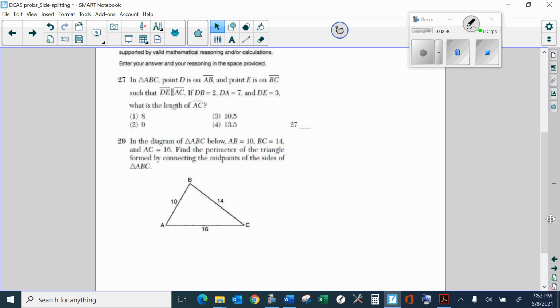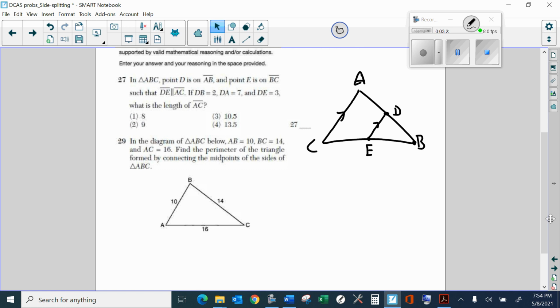In triangle ABC, point D is on AB, and E is on BC, such that DE is parallel to AC. Okay, so draw a triangle. A, B, C. So point D is on AB. Point E is on BC. So that DE is parallel to AC. So again, that'd be a dilation, again, centered at B. Okay, there's similar overlapping triangles, a similarity, for example.